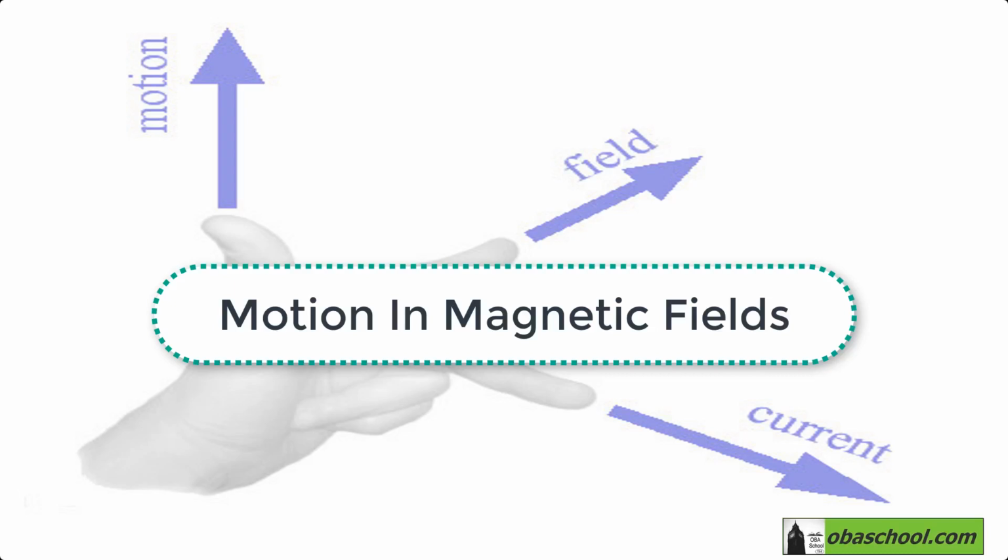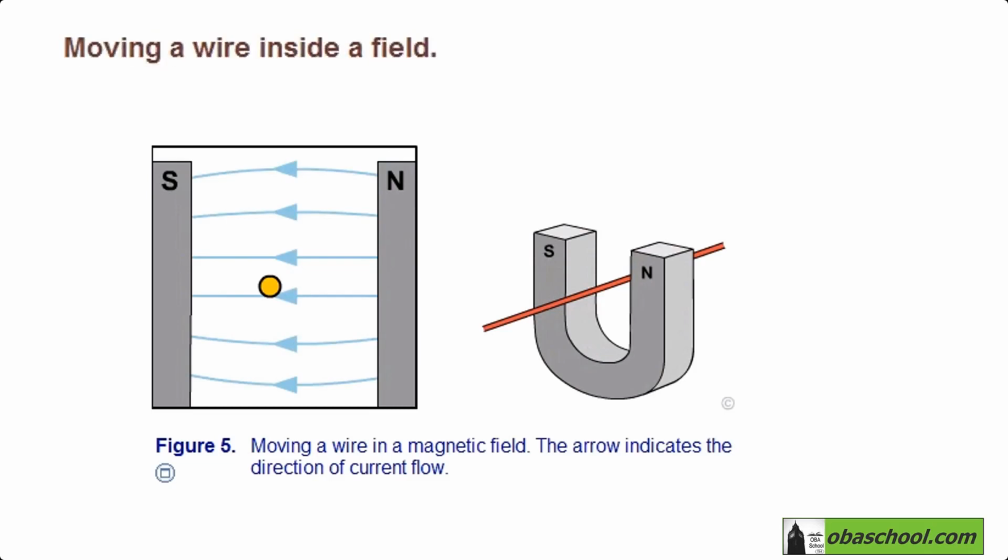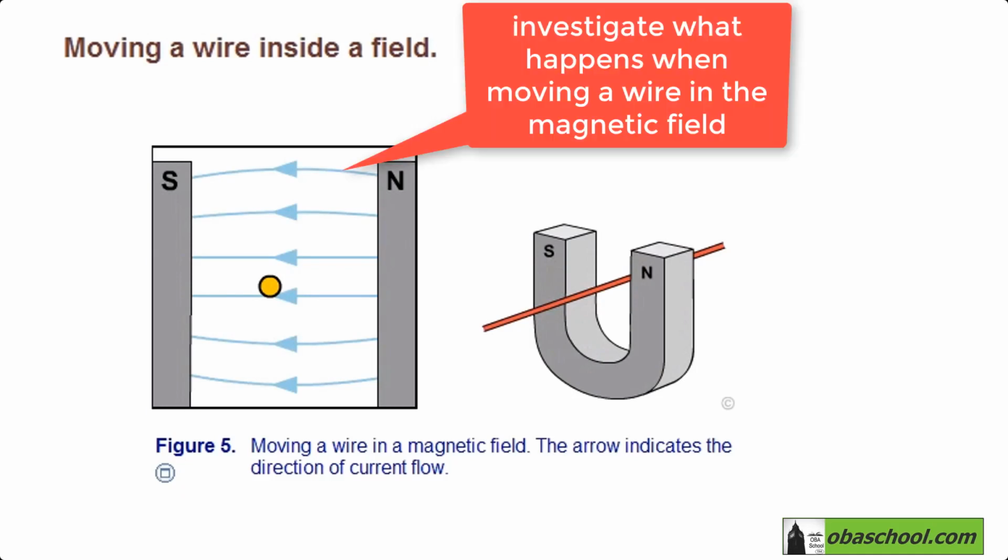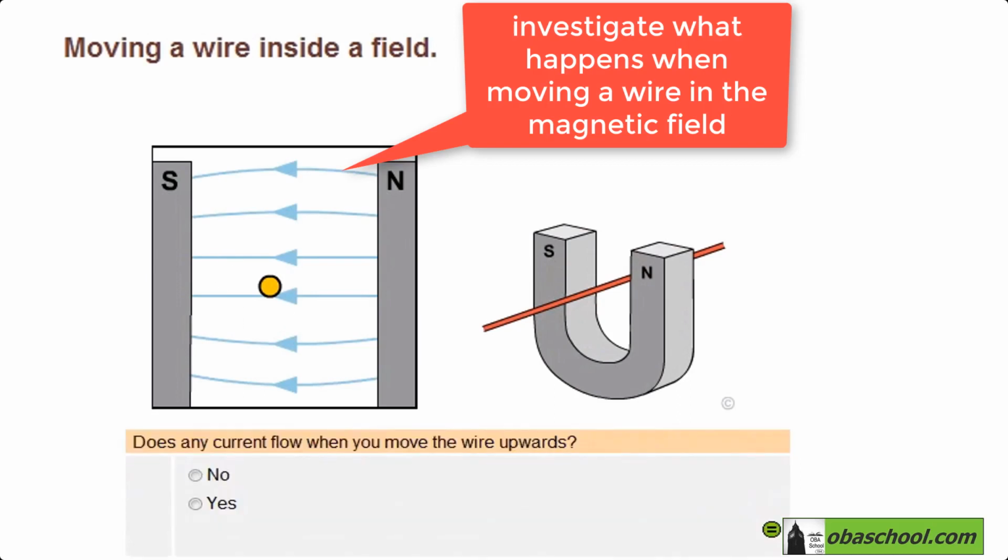Hi! In this video, we're going to continue our chapter, Motion in Magnetic Fields. And now we're going to apply an experiment, moving a wire inside a field. Now, this experiment lets us investigate what happens when we move a wire in a magnetic field. Observe. Does any current flow when you move the wire upwards?